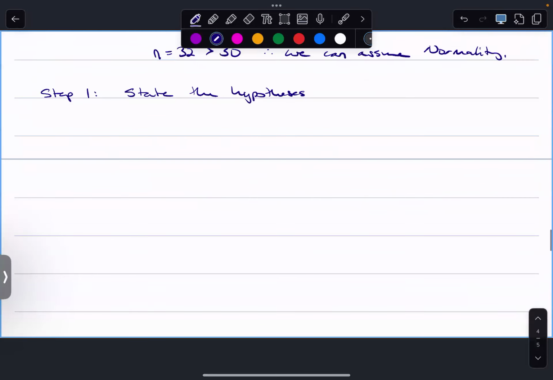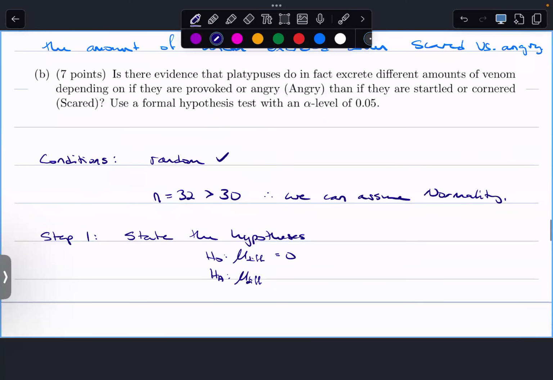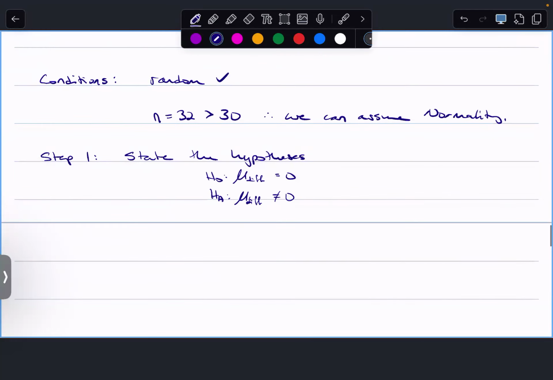Which we already did. So I'm going to squeeze them on here. Mu diff is equal to 0, and the alternative, we want to know if there's different amounts, so not equal to 0. I will make a note that this is a two-sided test, right? Because I care about either direction around 0, so just not equal to 0. So I make a note here, this is a two-sided test, or a two-tailed test.